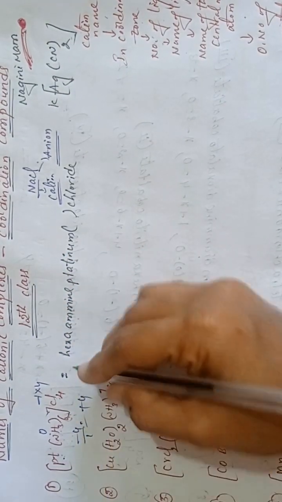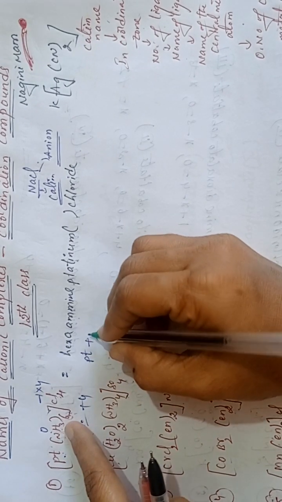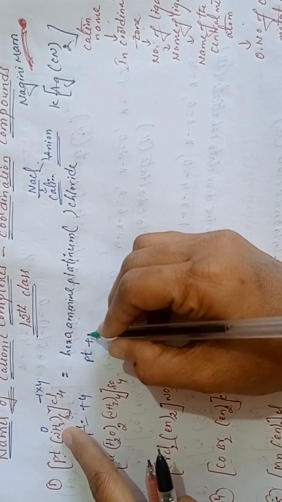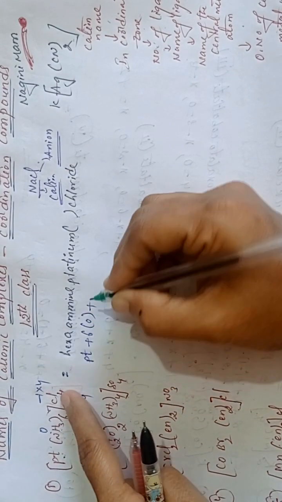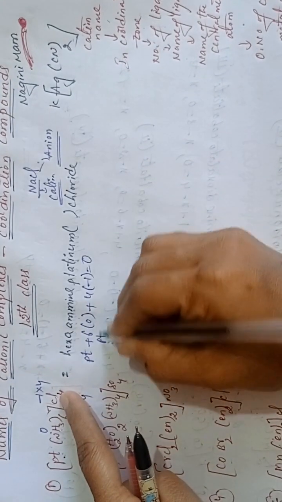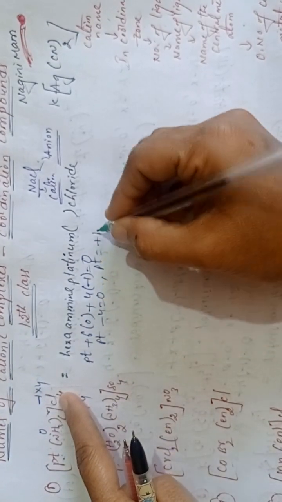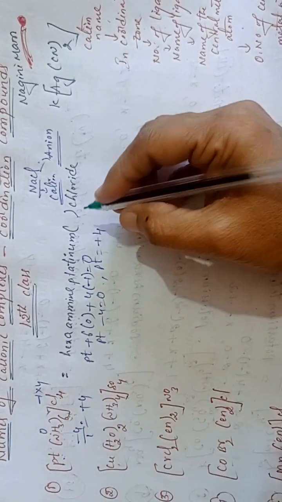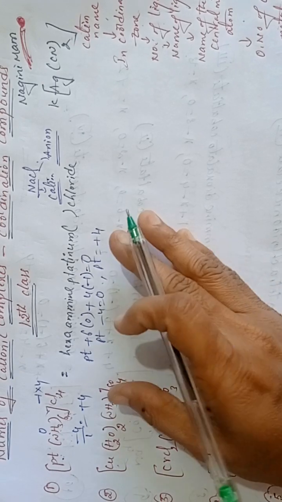Here, X plus, how to find it? Platinum we don't know, we have to find it. Neutral ligands 0. Neutral ligand means oxidation number 0. 6 molecules, 6 into 0. 4 chlorines, 4 into -1. Equal to 0. Then platinum minus 4 equal to 0. Platinum is equal to +4. Clear? +4. So directly we can write, no need to do this much calculation.